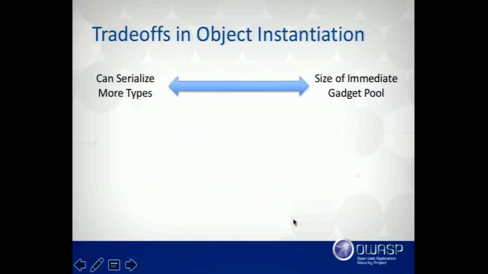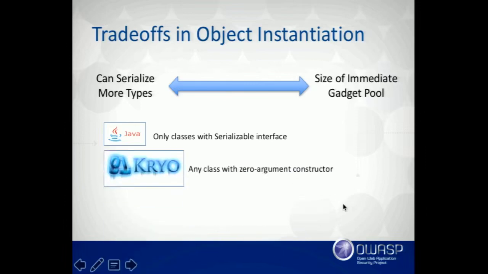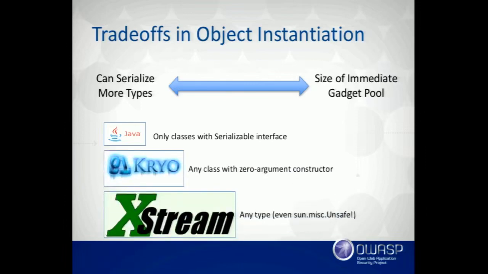So again, I spoke a little bit about the immediate gadget pool. This is the set of classes that you can trick your victim into deserializing. We're going to talk about ways to expand the pool later. So again, just to recap, Java, you can only deserialize classes that have the serializable interface, Kryo, any class with a zero argument constructor, and XStream, any type, even sun.misc.Unsafe.